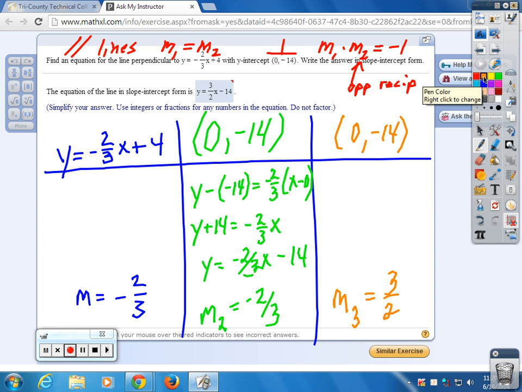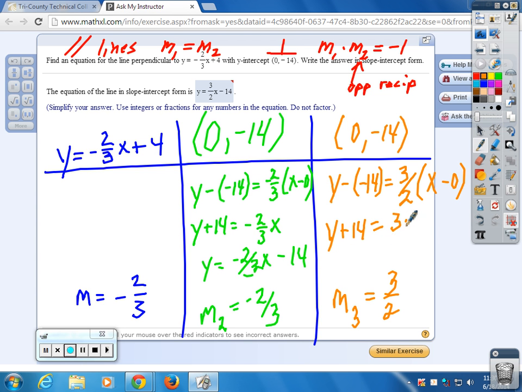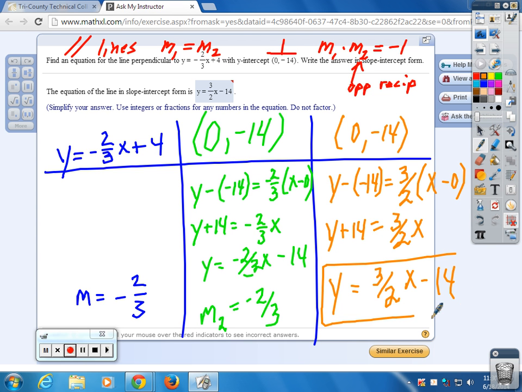And the orange would be y minus negative 14 is equal to 3/2 times x minus 0. y plus 14 is equal to 3/2 x. y is equal to 3/2 x minus 14. Now, what does the problem ask for? Perpendicular, so here is your answer.